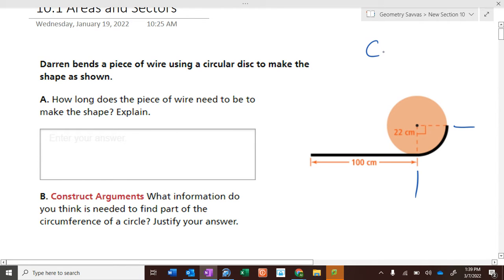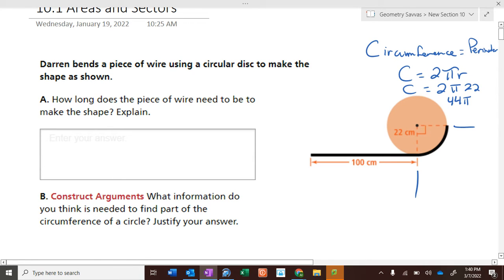Circumference. The circumference is the distance all the way around the circle. It's the same as the perimeter of the circle. The circumference of a circle is 2 times pi times the radius. Okay? Do we know the radius? Okay. So the radius is 22. So the distance around the entire circle is 2 times pi times 22, or 44 pi.